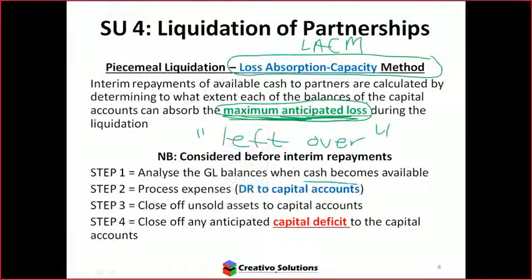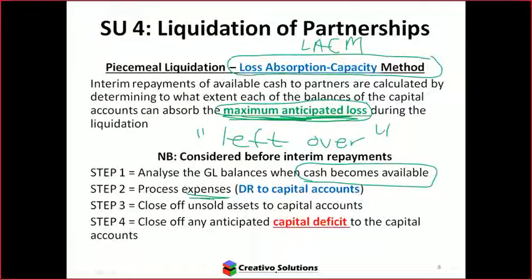As and when cash becomes available, remember, we're still going to have to pay for expenses that arise from the liquidation. So you might have something like a liquidation expense, because it costs something to liquidate the assets, and that'll be taken into consideration when processing the actual accounts. So closing off the accounts, closing off assets, closing off liabilities. That'll be included in the actual cost of the business.